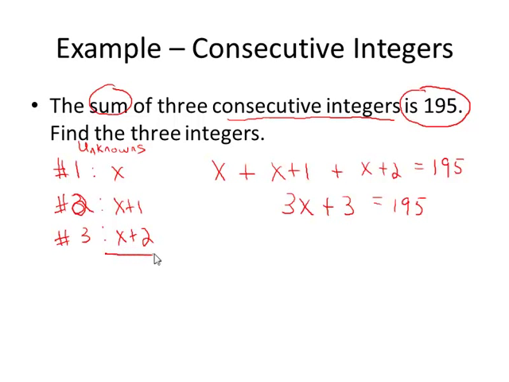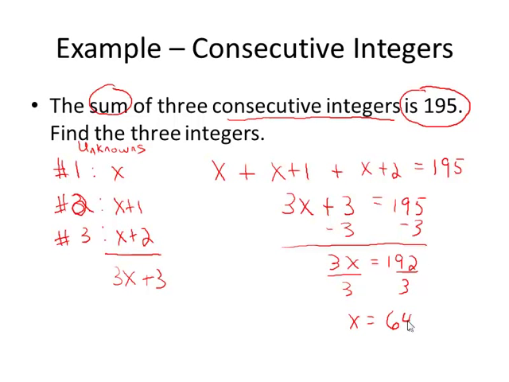Now notice, if you're only looking for the sum, I could have summed them here. 1, 2, 3x. 1 plus 2 is 3. And gone right to my equation there. Subtract 3 from both sides. 3x equals 192. Divide both sides by 3, and we end up with x equals 64. So our three numbers are going to be 64, one more than that, 65, and one more than that, 66.